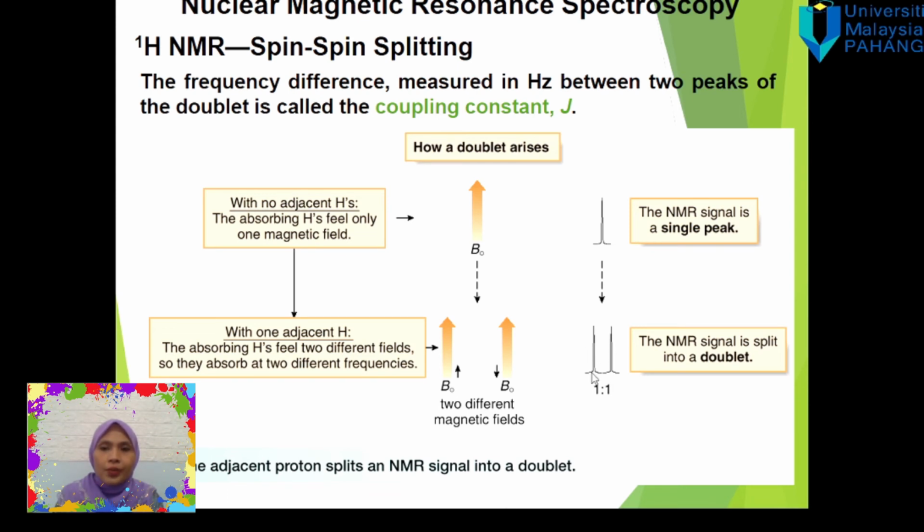We can draw this one. We cannot simply say one is high, one is low. The distance here between the two peaks is constant, and this is the J value. We can actually calculate this J value, but at this level I don't think so. Just understand what the coupling constant is. So when there is one neighboring proton, it contributes to a two-peak splitting, and when there are two neighboring protons, they contribute to a three-peak splitting pattern.